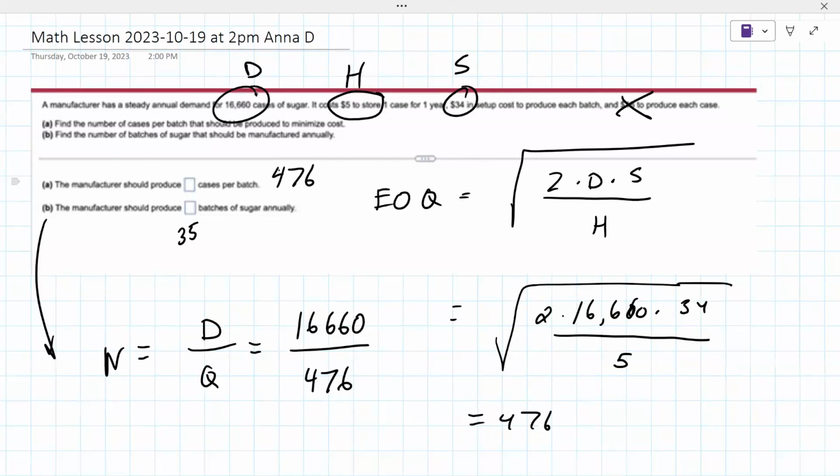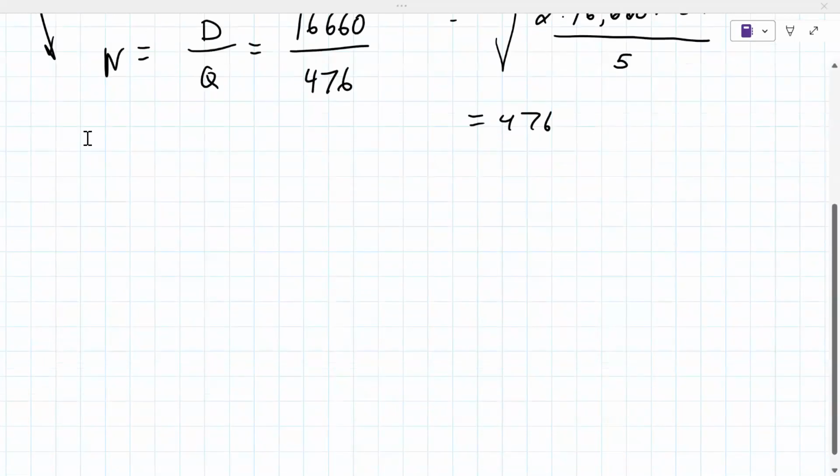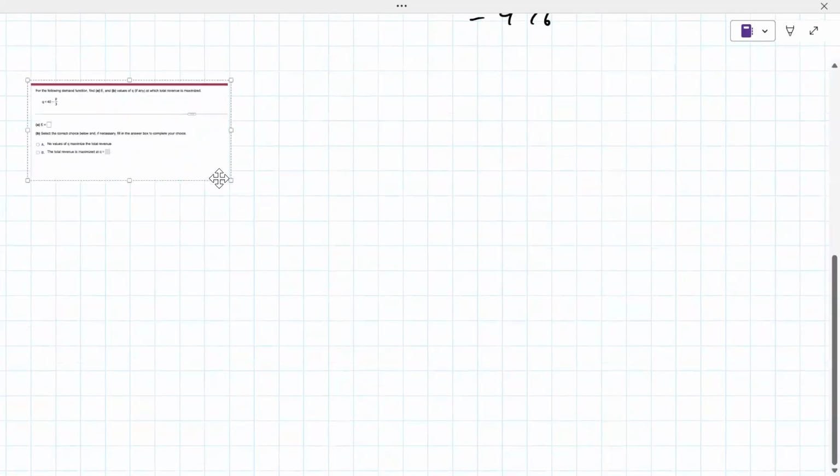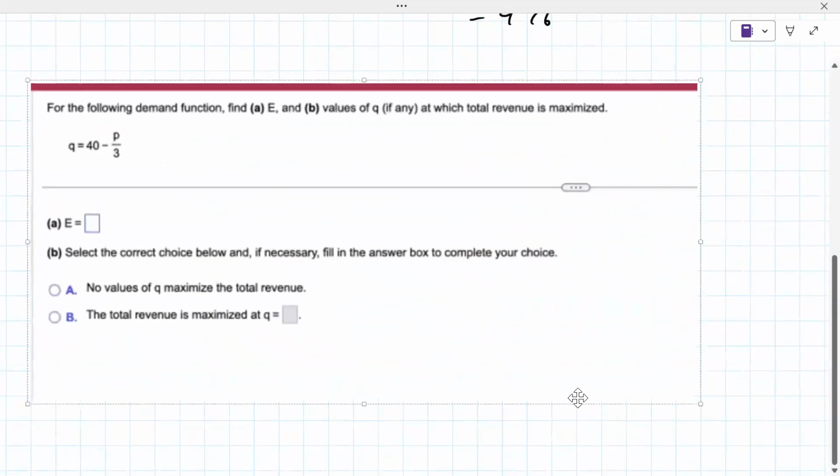All right, so let's go to the next one here. I think it's elasticity of demand, which is more formulas. This is the part of the course where students are like, I wish I could go back to derivatives. It's a lot easier than this. So the elasticity of demand formula: find the values of Q if any where total revenue is maximized. Okay. So again, you've got to grab this formula.